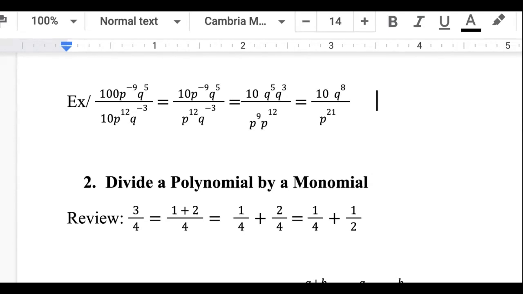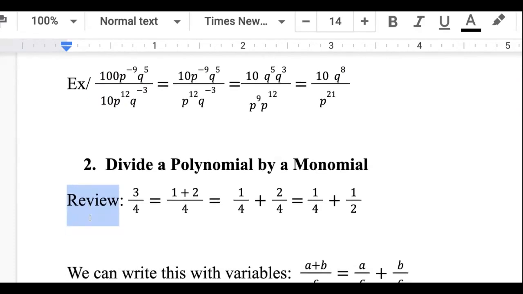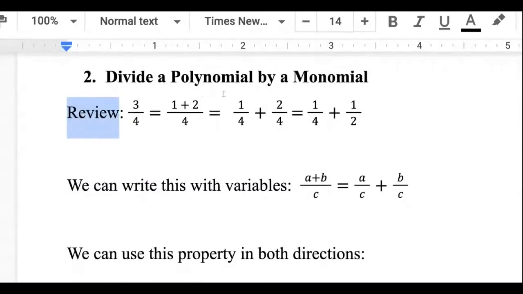All right, that's dividing a monomial, which means one term in the numerator and one term in the denominator. The relationship among the numbers and variables is just multiplication and division. Now, divide a polynomial by a monomial.